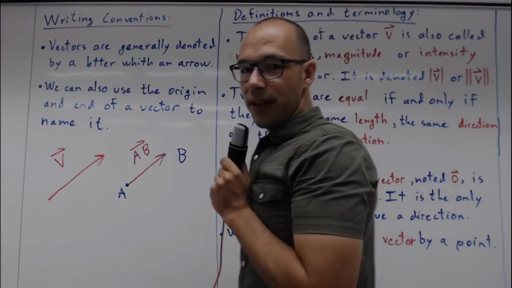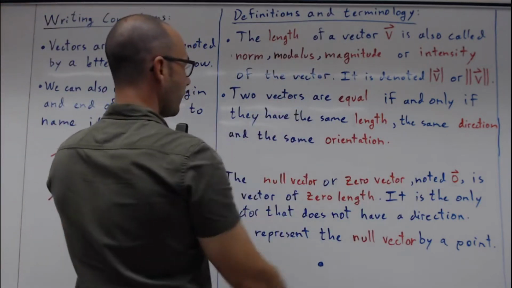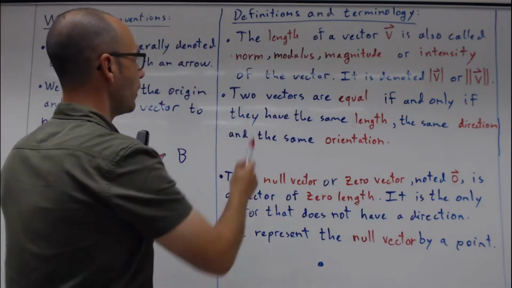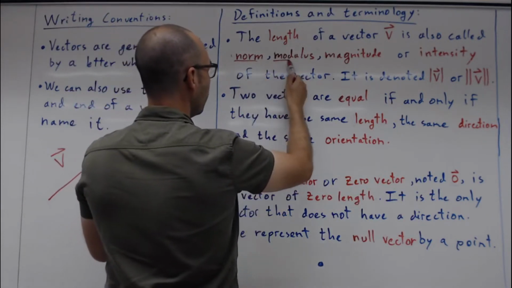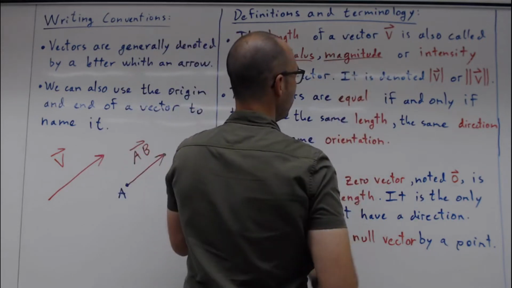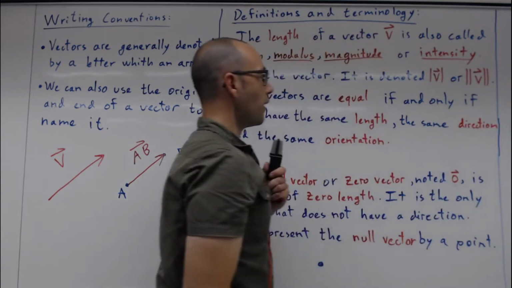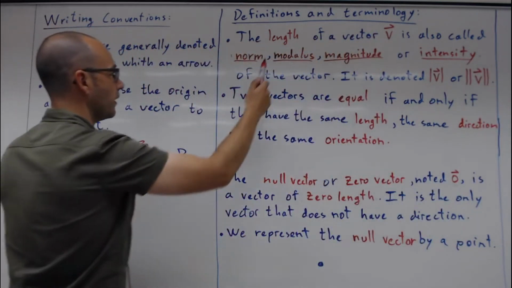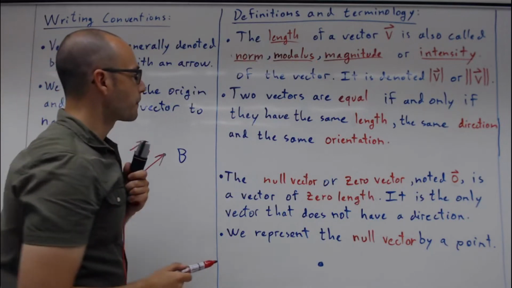Now, into definitions. We're going to start with the length. The length of a vector v is also called the norm. So we can use norm, we can use modulus, we can also use magnitude, or we can also use intensity. So we use all those names when we're talking about the length of the vector v.